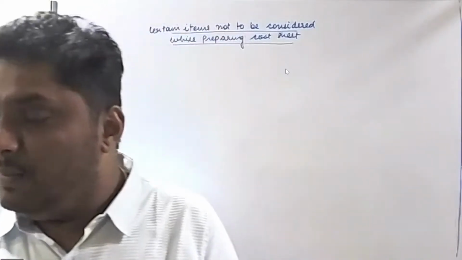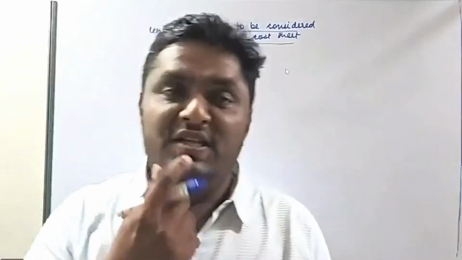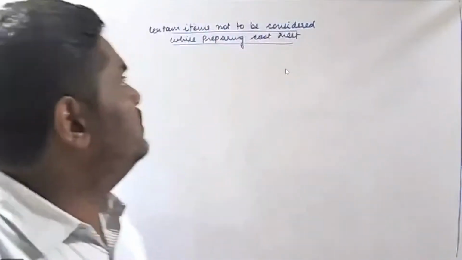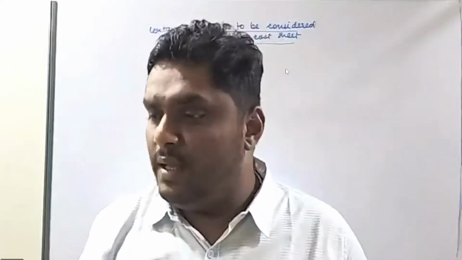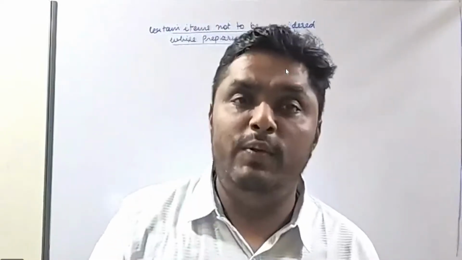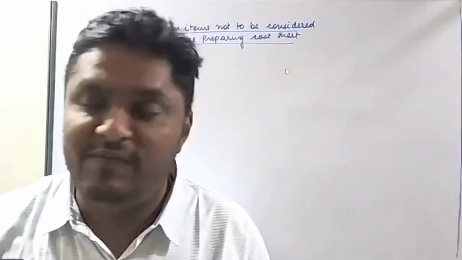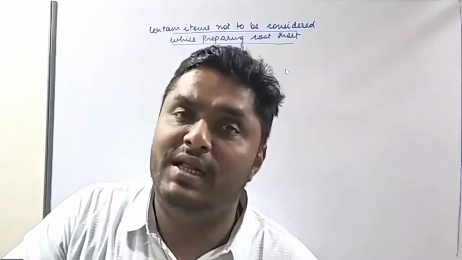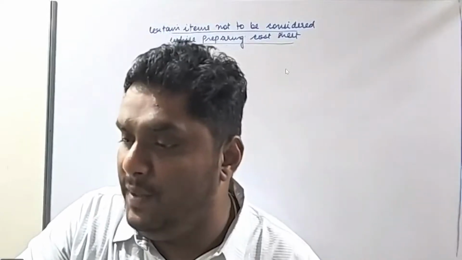I've already discussed this part in detail. Let me complete this explanation first. So there are certain items that are to be ignored, not to be considered while preparing cost sheet. Can you guys give me a few examples? Waiting for your answers. I just want a few inputs from your end also. Can you tell me a few items that are not to be considered while preparing cost sheet?